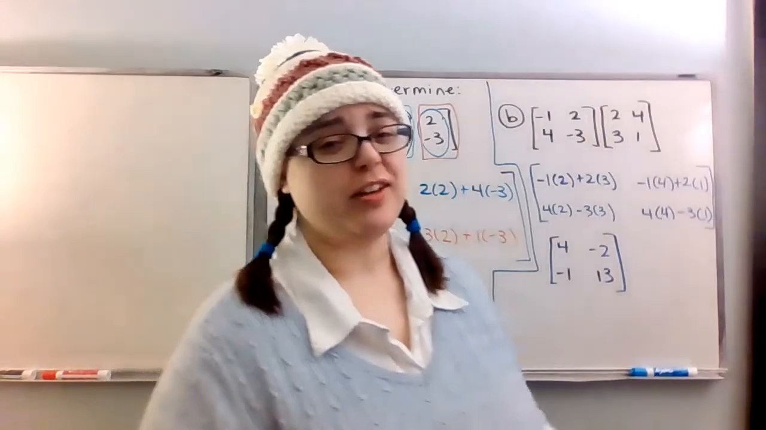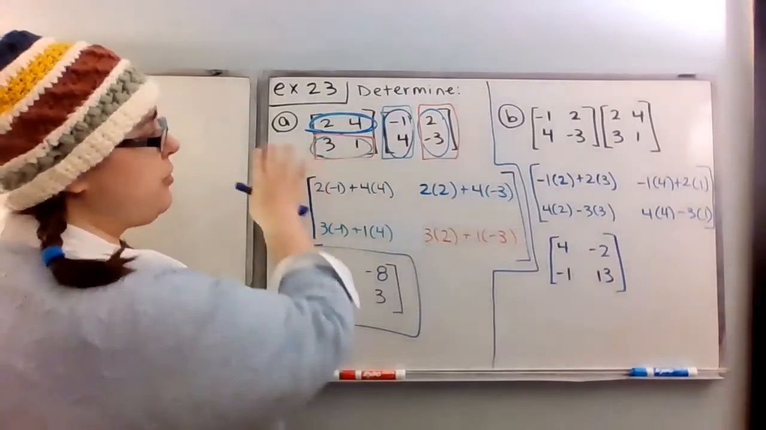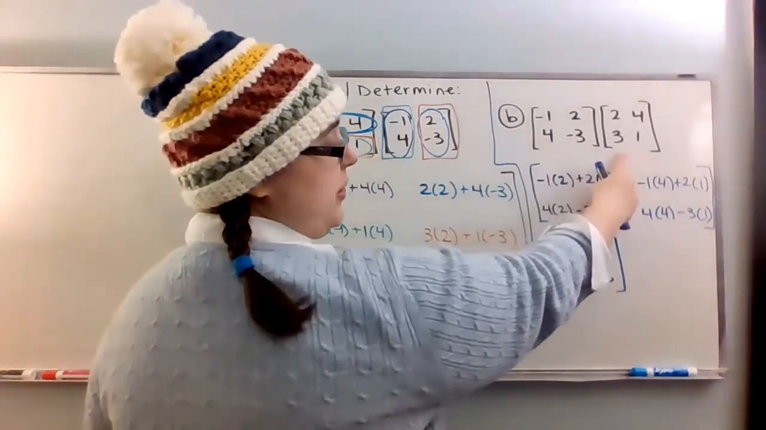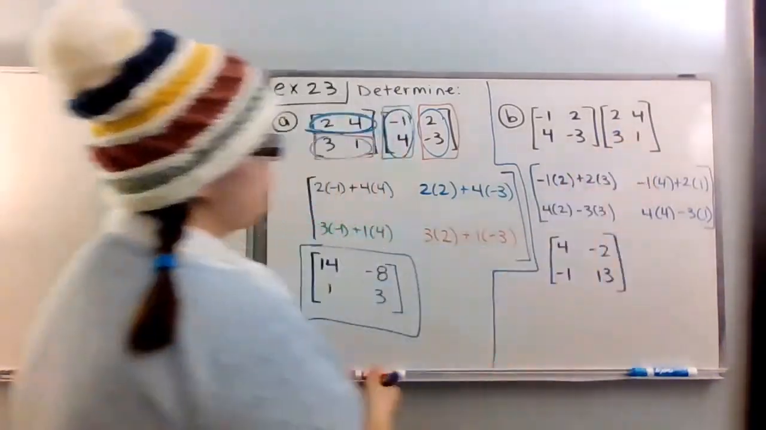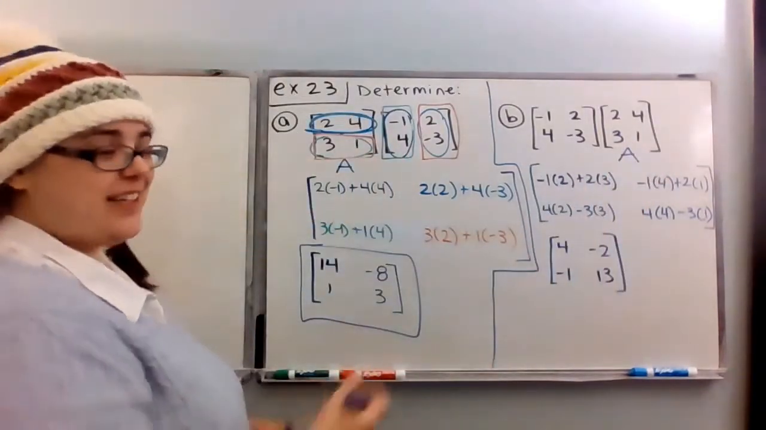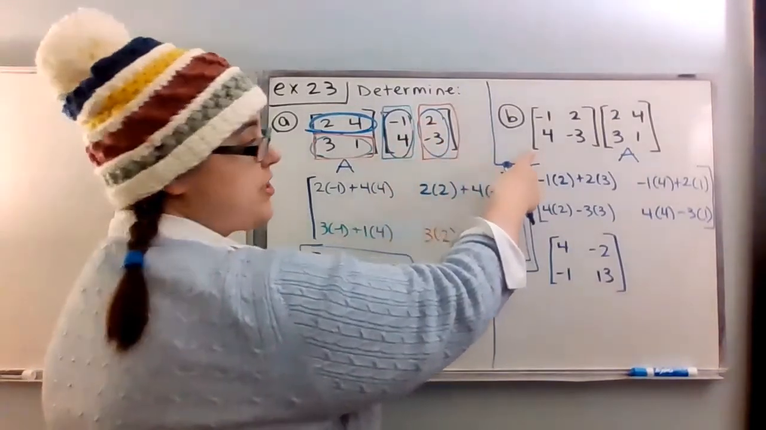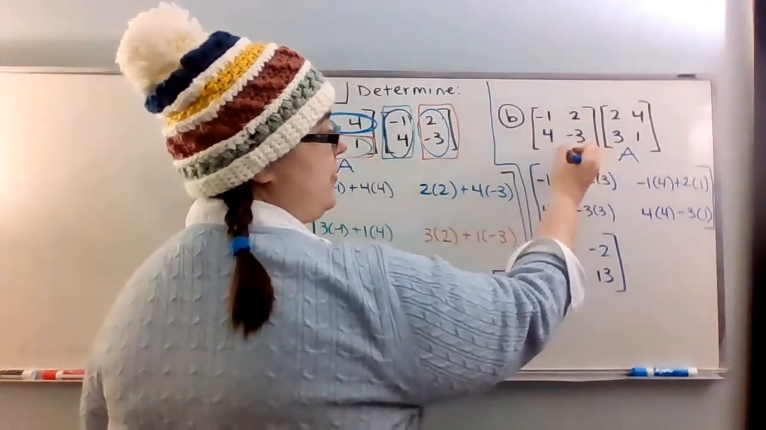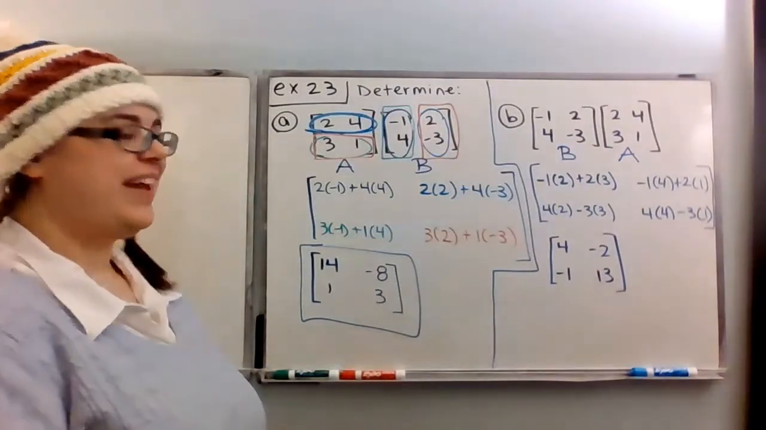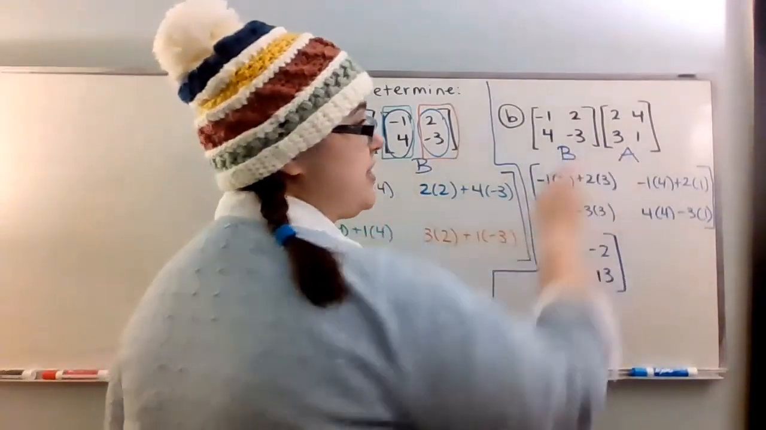about matrix multiplication. If I look at the two matrices that I multiplied, notice that in part A, the first matrix was 2, 4, 3, 1. And in part B, that was our second matrix, 2, 4, 3, 1. So we could think of that as matrix A. Then in this first one, we had -1, 2, 4, -3. And that was our first matrix here, -1, 2, 4, and -3. So we can call that matrix B. In part A, we found A times B. And in part B, we found B times A.